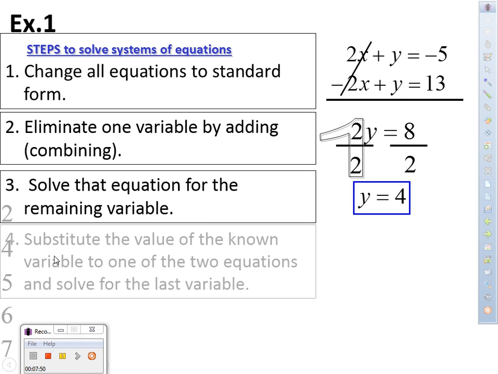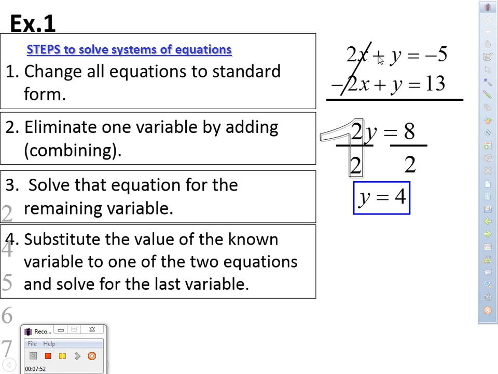So step 4 says substitute that value into one of the 2 equations and solve for the remaining variable. Which equation do you want to use? The top one? So I'm going to write 2x plus y right here equals -5, but instead of y, what do I write? 4. So it's 2x plus 4 equal to -5.